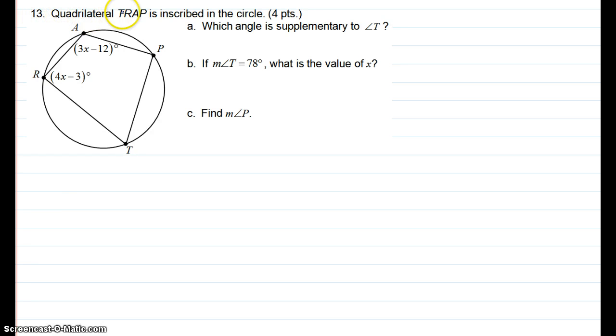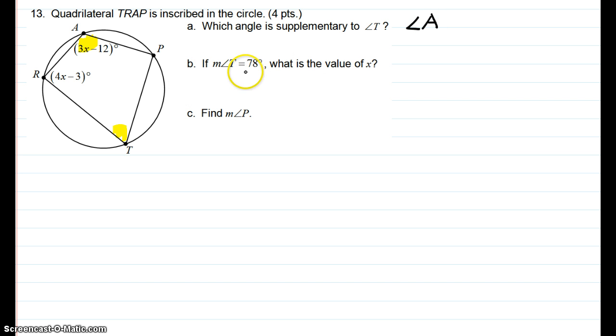13, quadrilateral TRAP is inscribed in the circle. Which angle is supplementary to T? One of the things we learned is that these opposite angles are supplementary. So angle A and angle T add up to 180. So the angle that's supplementary to T would be angle A.